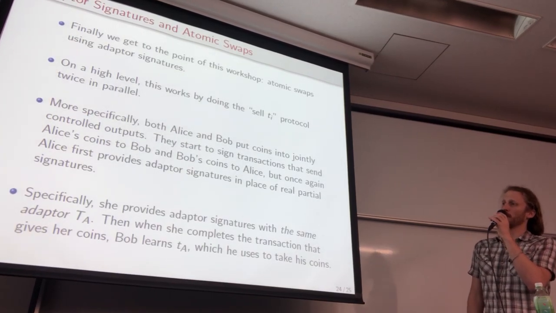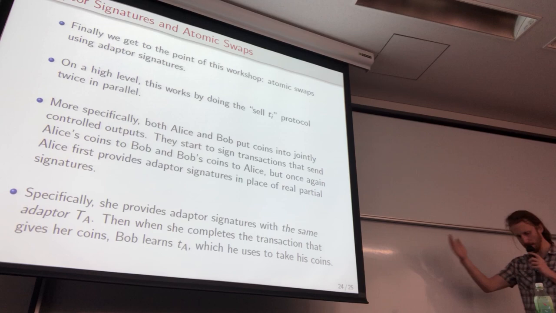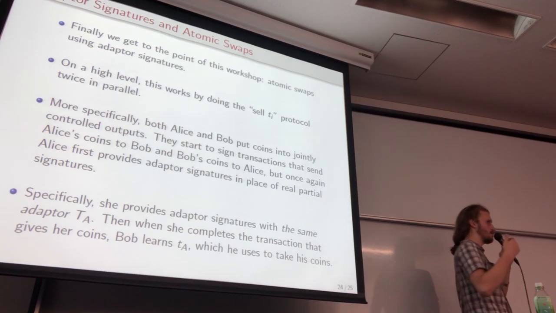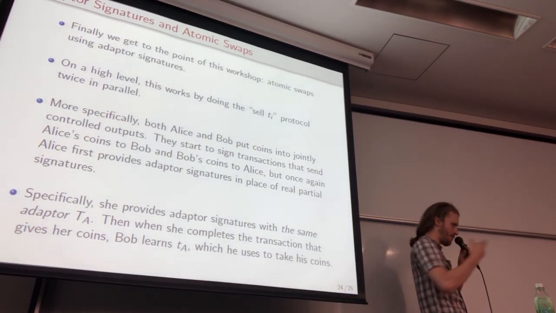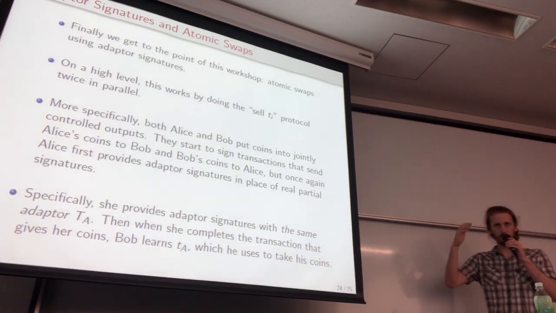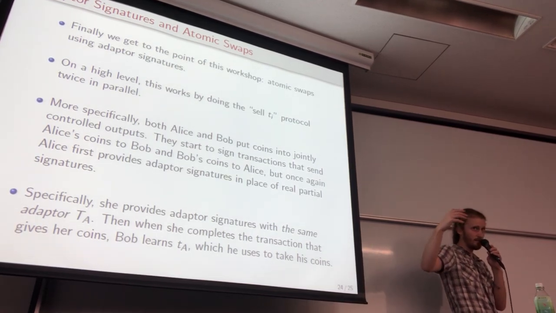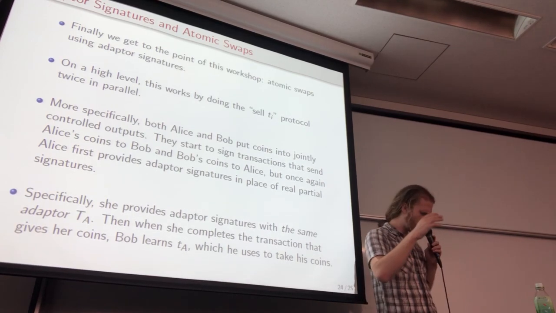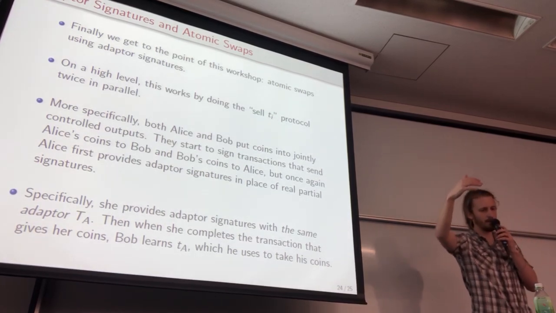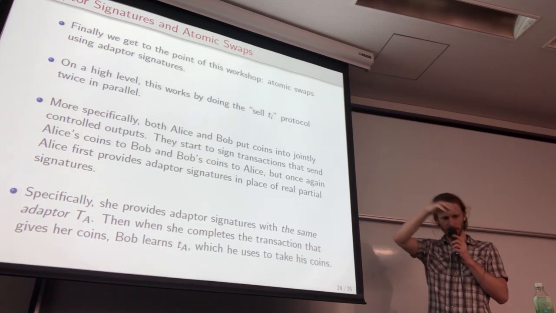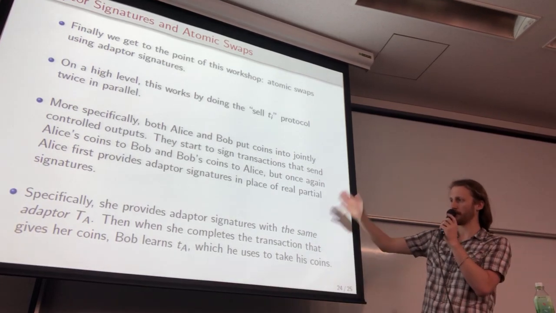So the way that you do an atomic swap using adaptor signatures is that you do the adaptor signature protocol that I described a few slides ago, where somehow Alice is going to sell Bob some sort of secret that she knows. And the two of them do this protocol in parallel, maybe on two different blockchains. Okay, so Alice puts up some coins in a 2 of 2 with appropriate lock times and so forth. Bob puts up some coins in a 2 of 2 on the other chain with appropriate lock times and so forth. And then the two of them start a protocol which will send Alice's coins to Bob. In parallel, they start a protocol that will send Bob's coins to Alice. And what Alice does on both sides is she provides adapter signatures to Bob with the same adapter, with the same T here.